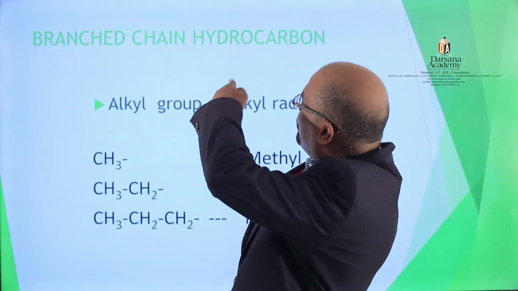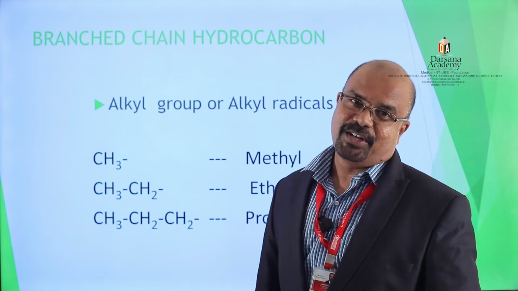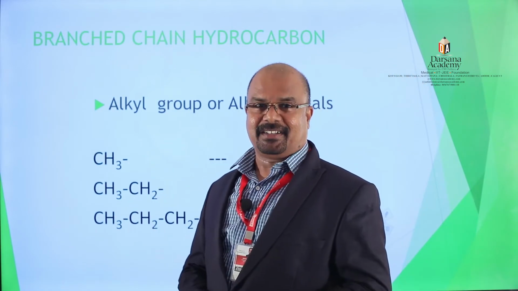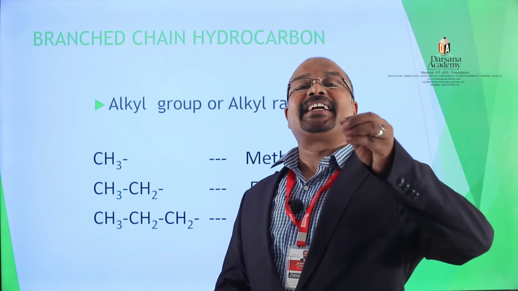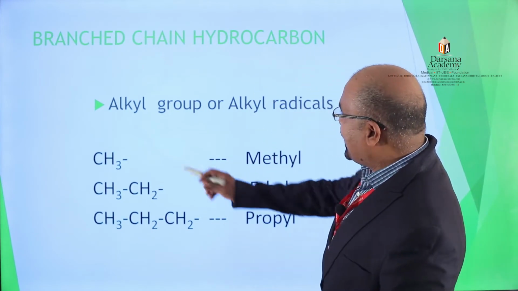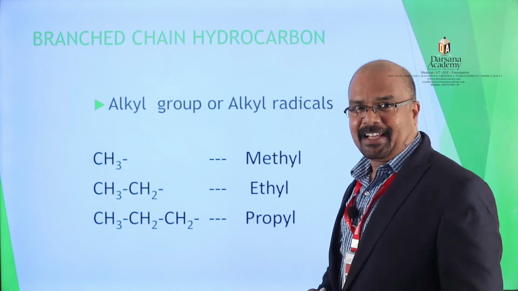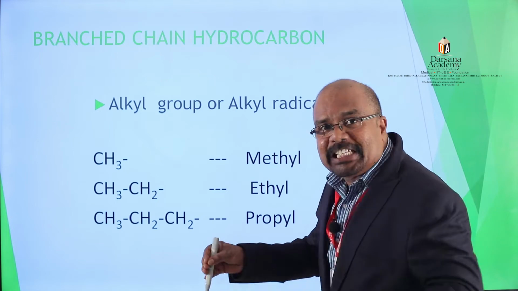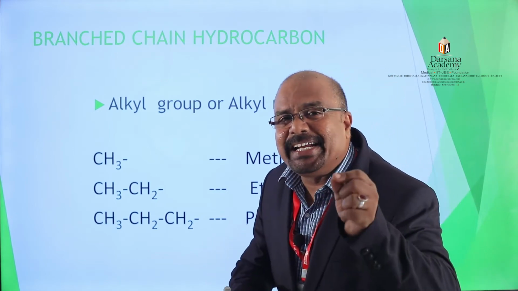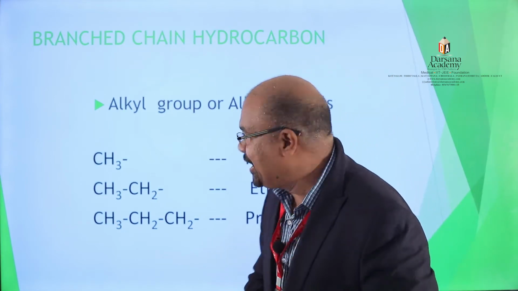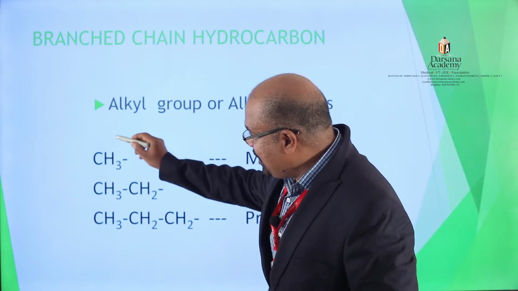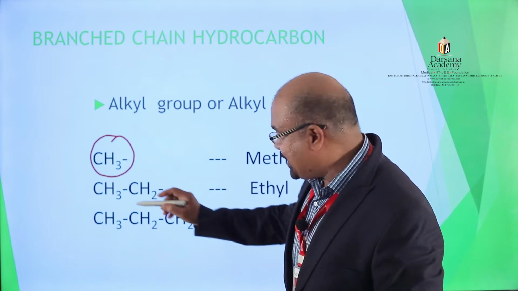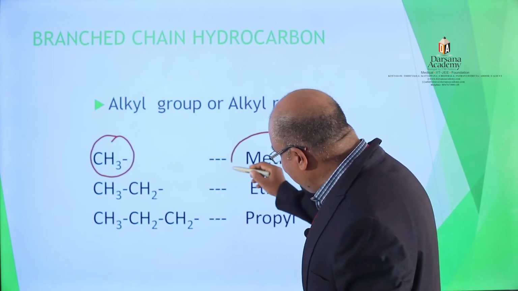Next is the naming of branched chain hydrocarbon. In a branched chain hydrocarbon, if a branch contains carbon, it is called an alkyl group or alkyl radical. Alkyl groups or alkyl radicals are formed by the removal of one hydrogen atom from the corresponding alkane. You know that methane is CH4. If a hydrogen atom is removed from methane, we get methyl.